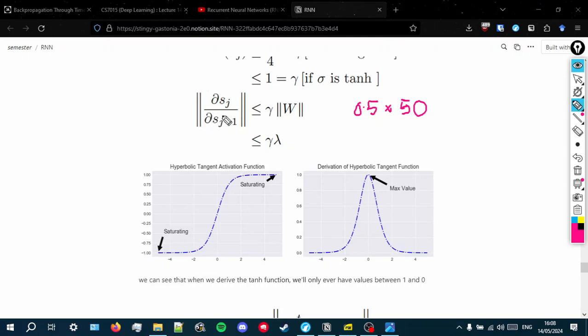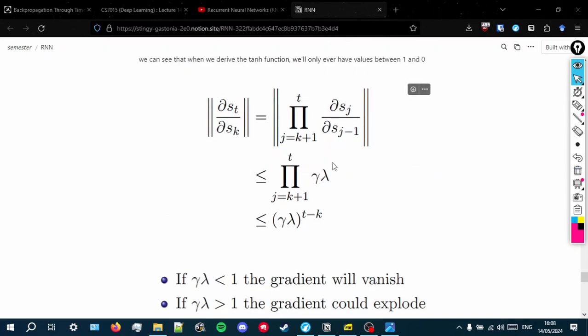So we can say that at this time step, this value of S_j over S_{j-1}, which are the hidden states, is going to be less than or equal to 25. Or we can basically say that it's equal to 25 at this specific time step. We're going to do this over all of the other time steps. So coming down here, over all of the time steps, we're going to apply the same thing with the product rule.